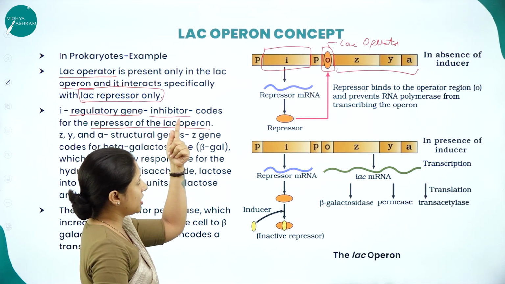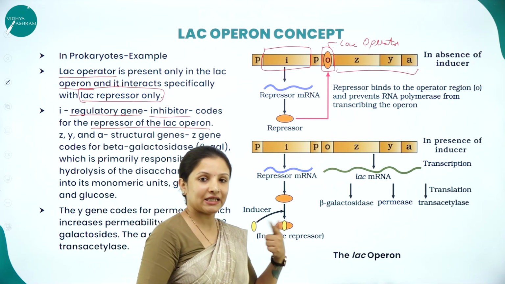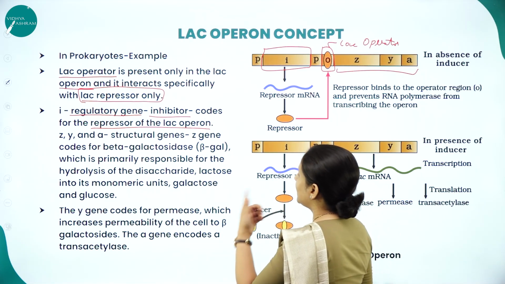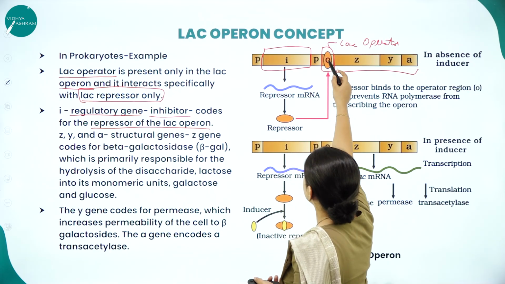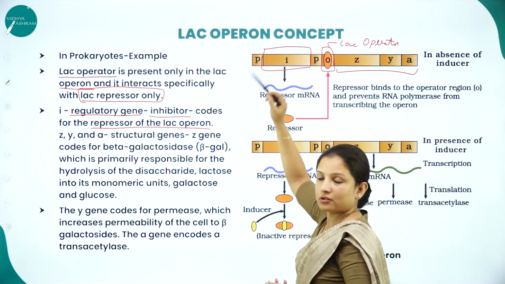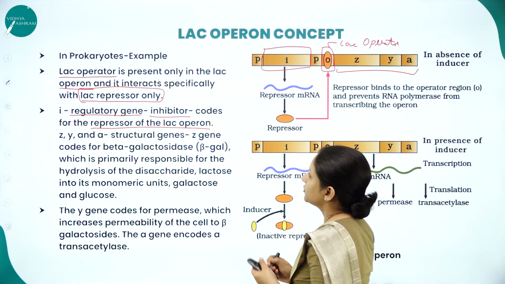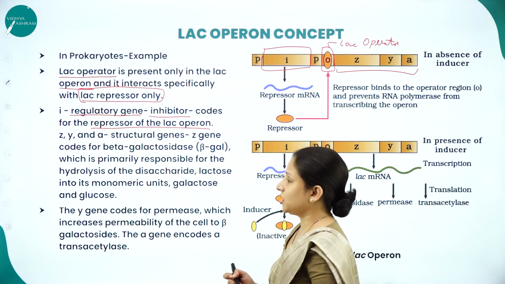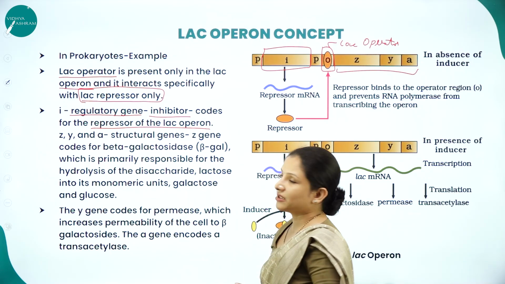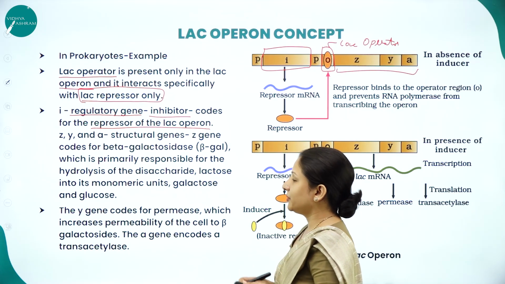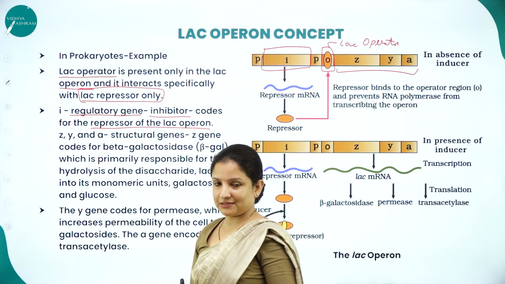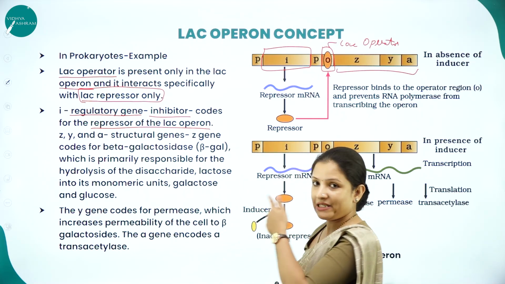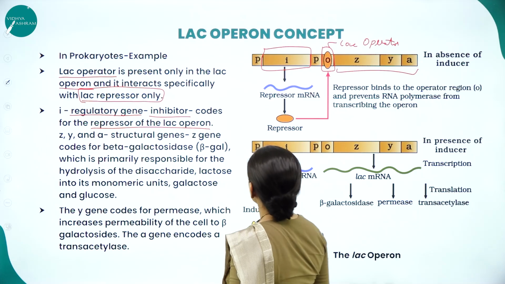So this regulatory gene I is also called the inhibitory gene because it codes for the production of the lac repressor protein, which goes and binds to the lac operator region. So that is its function. So I is the regulatory gene, also called the inhibitor site, that codes for the repressor of the lac operon. So the lac repressor is produced by what? It is produced by the I gene. Remember that.